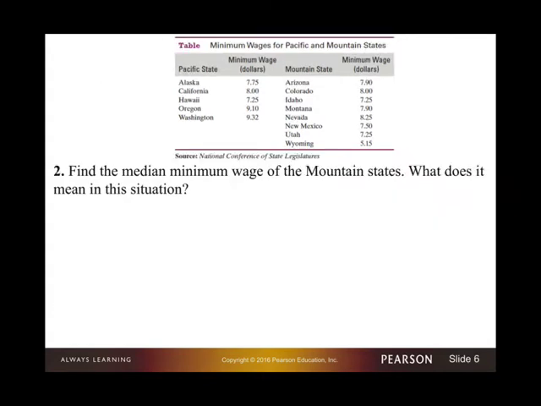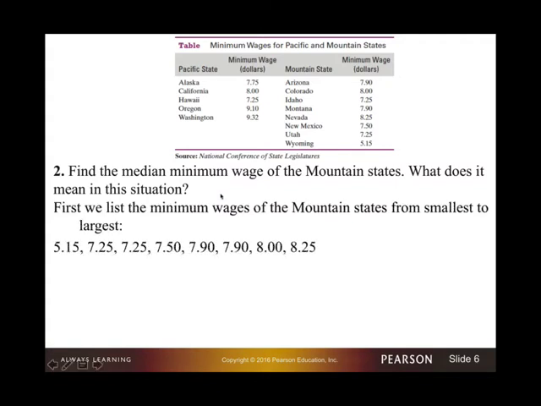Okay, number 2, find the median minimum wage of the Mountain states. What does it mean in this situation? So again, we try to arrange the data from the smallest to the largest. Just rewrite the data first. Okay, you should sort the data like this, right? From the smallest to the largest.